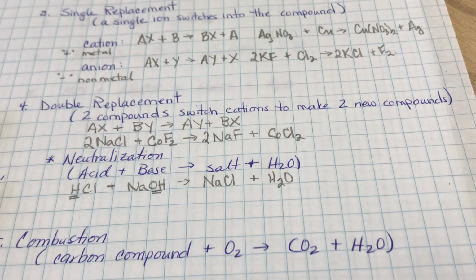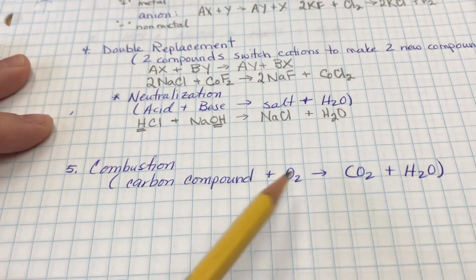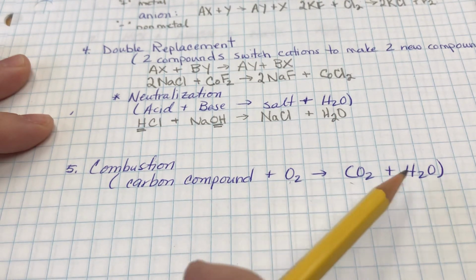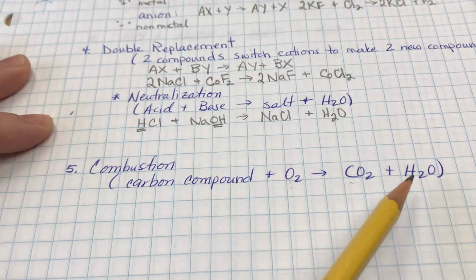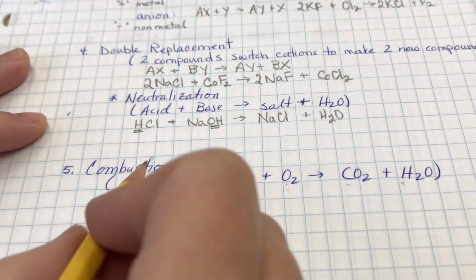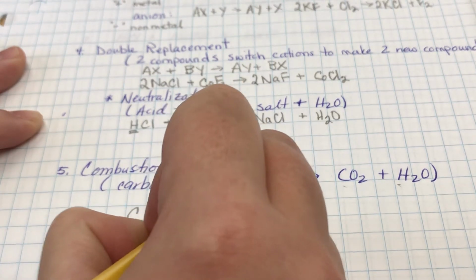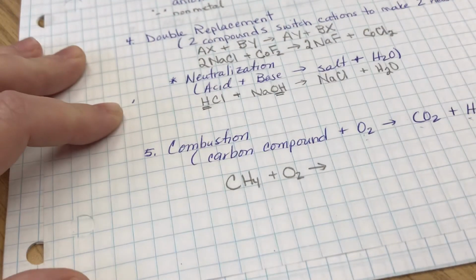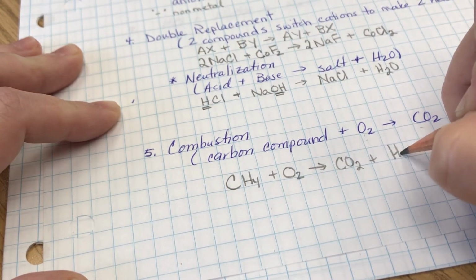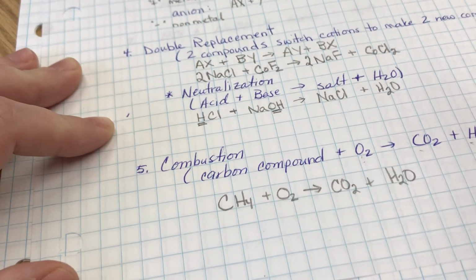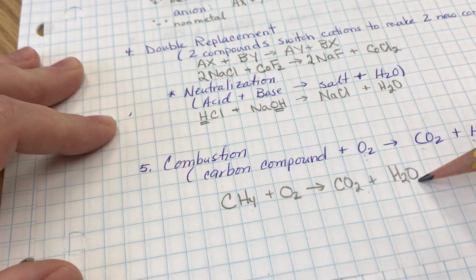The last type of reaction we have is combustion. For our combustion, you have a carbon compound, and it always reacts with oxygen, carbon to make carbon dioxide, and water. So again, carbon compound reacting with oxygen to make a carbon dioxide and water. So, taking a look here, I've got my CH4, my methane, reacting it with oxygen to create carbon dioxide plus the H2O, our water. So again, combustion is simply a carbon compound plus oxygen, the O2, to form carbon dioxide and our water.